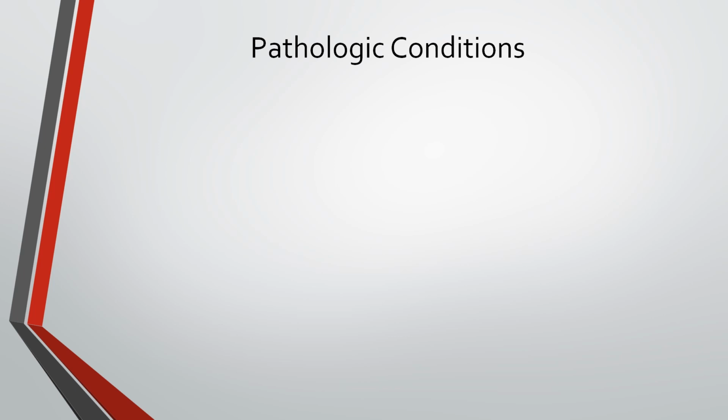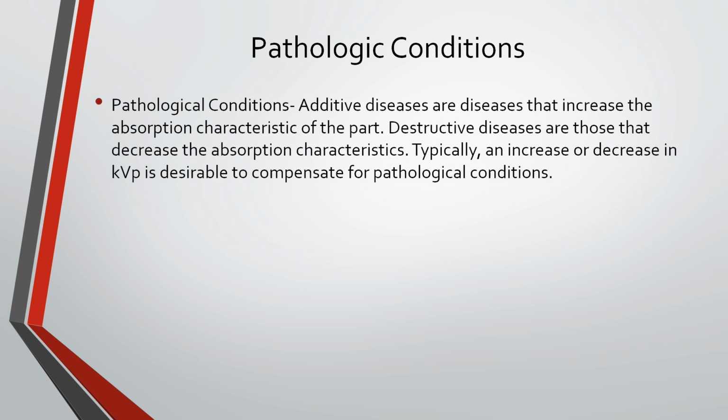Now we'll move on to pathological conditions. As opposed to the patient conditions, which are just kind of their thickness, this is the things that they could have that change what we do. Pathological conditions are additive diseases, or diseases that increase the absorption characteristics of the part. And there are destructive diseases. So there are additive and destructive. Destructive are those that typically decrease the absorption characteristics, and an increase or decrease in kVp is desirable to compensate for pathological conditions.